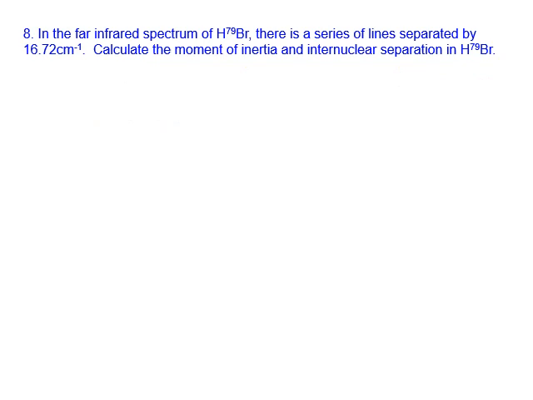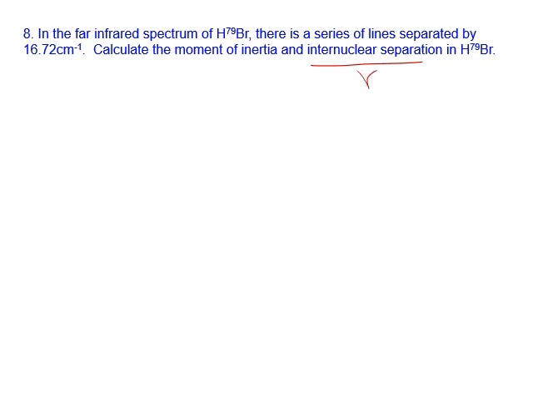Question number 8. In the far infrared spectrum of hydrogen bromide, there is a series of lines separated by 16.72 inverse centimeter. Calculate the moment of inertia and internuclear separation.